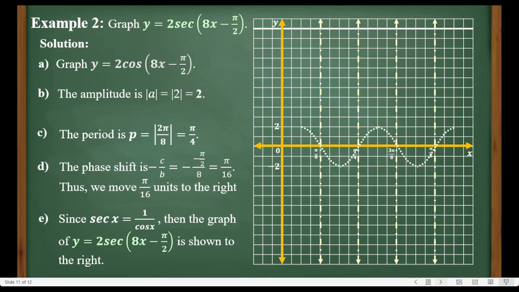Okay, so this is the graph. And then we have the parabolas, and these parabolas represent the graph of this given function.